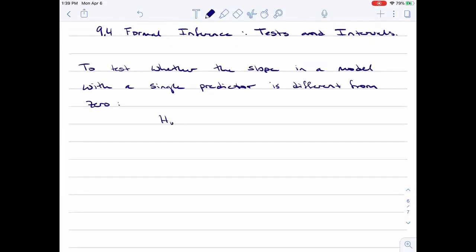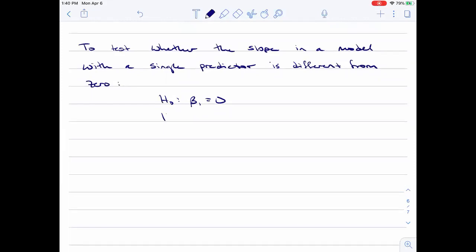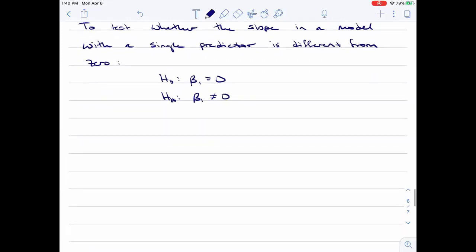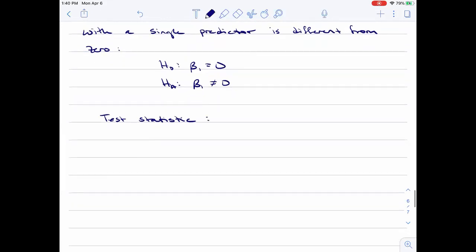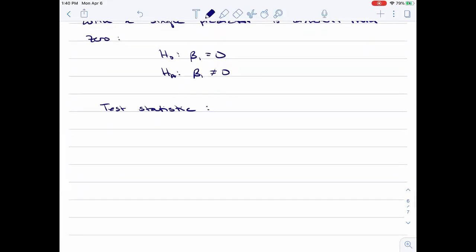Our null hypothesis is, of course, that beta 1 is 0. We have to assume that it's 0, but I actually suspect that it's not equal to 0. That's our null hypothesis. And then our test statistic is what we compute to test this theory. And Z is in your output, so this will be included in your output.